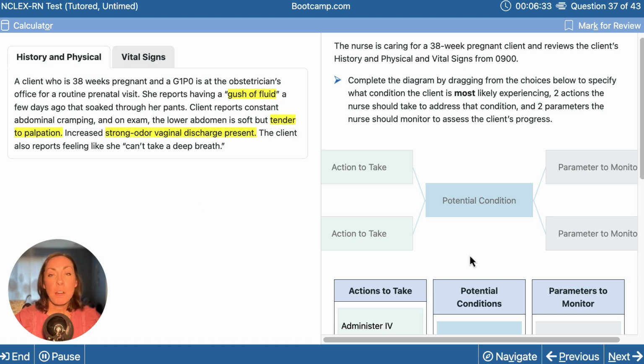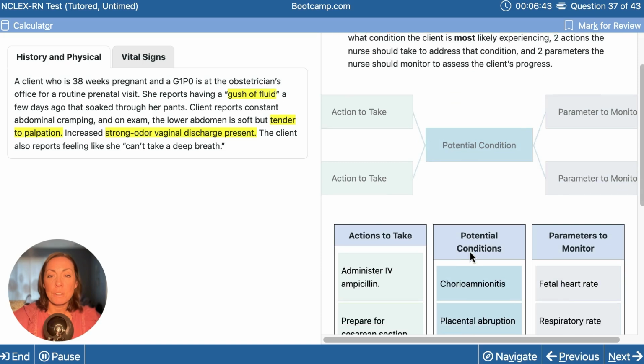So we first need to figure out what potential condition this client is experiencing, and then we'll determine the actions to take followed by the parameters to monitor. So keeping all of this in mind, let's take a look at each condition.